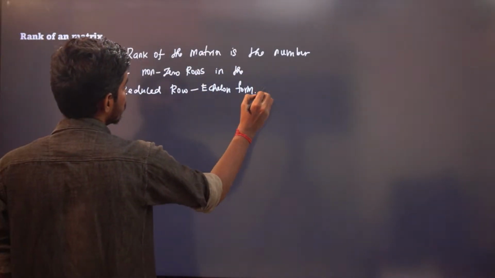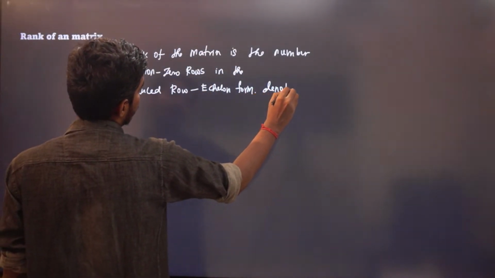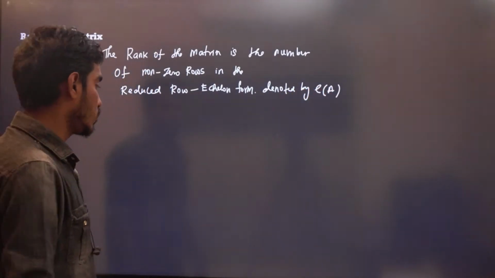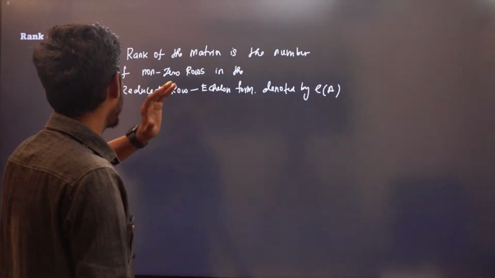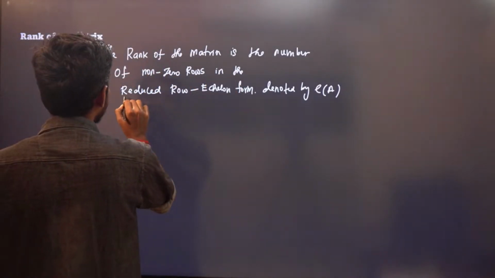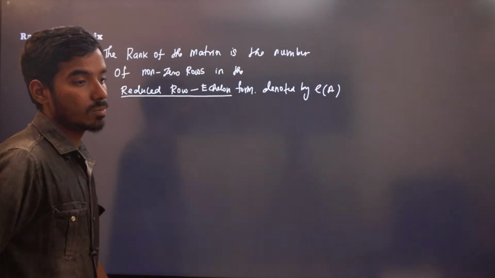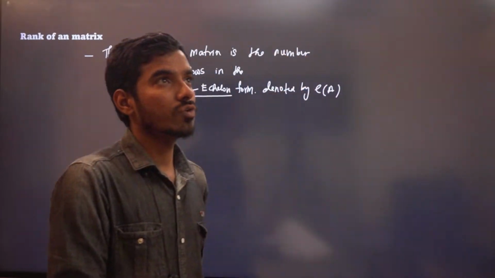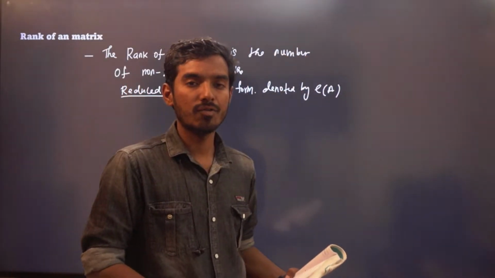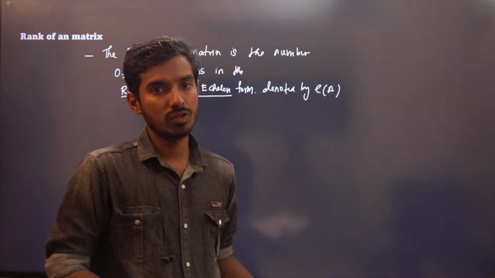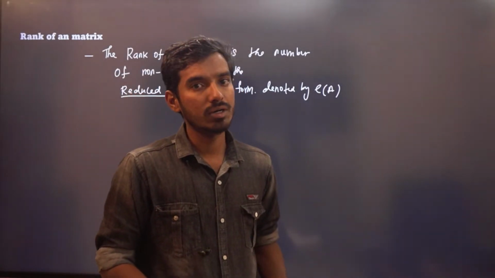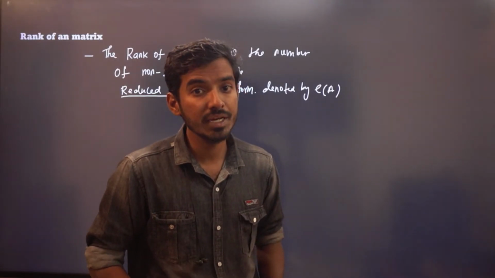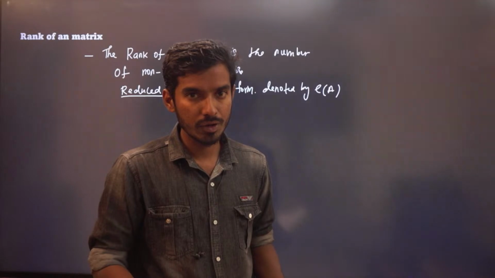It is denoted by rank of A. So the rank of a matrix is the number of non-zero rows in the reduced row echelon form. So when is a matrix said to be in row echelon form? That is the next question for you. We reduce the matrix to row echelon form, and in that you find the number of non-zero rows; that will be your rank. So how to reduce the matrix to row echelon form, and when a matrix is said to be in row echelon form, is what we're going to define.